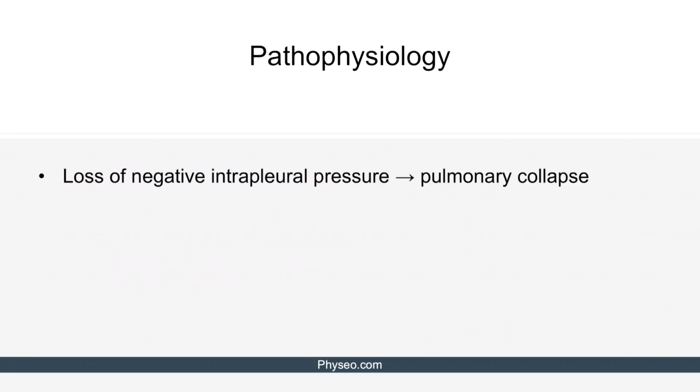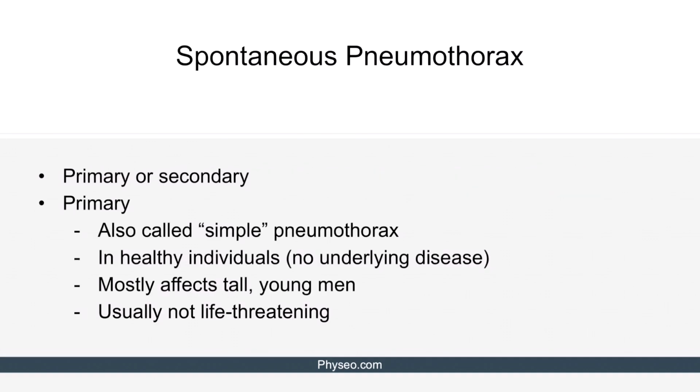Now let's discuss the pathophysiology. The air in the pleural space leads to the loss of negative intrapleural pressure, which leads to pulmonary collapse. Okay, with this in mind, let's discuss spontaneous pneumothorax first. Spontaneous pneumothorax can be primary or secondary.